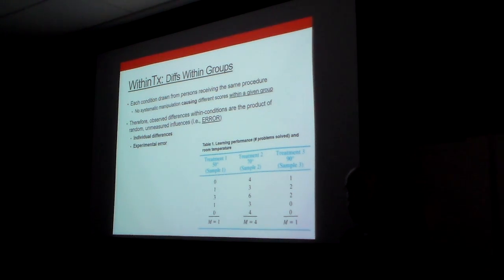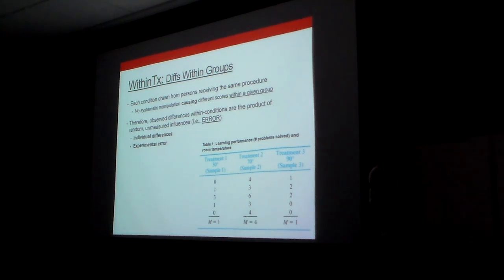If the only thing that drives performance is room temperature, Haley, what should the scores of everybody in this group be? The same. What about the scores of everybody in this group? The same. And this group? The same. If the only thing impacting performance is room temperature, then everybody who's getting the exact same thing should have the exact same score. Is that what we see?